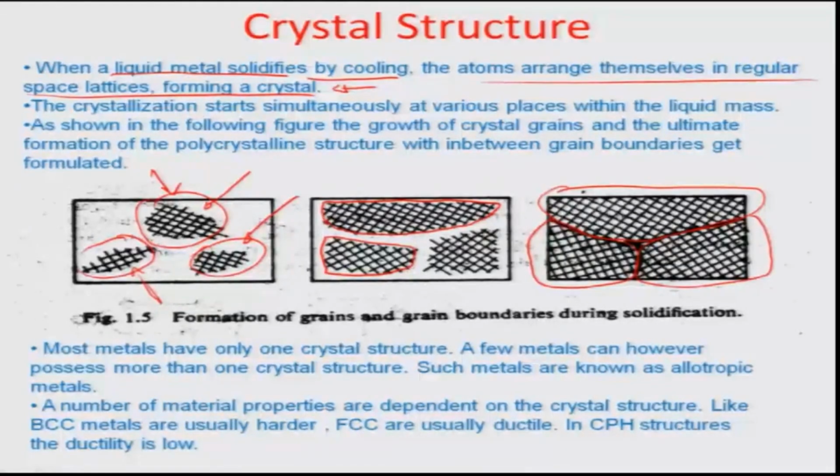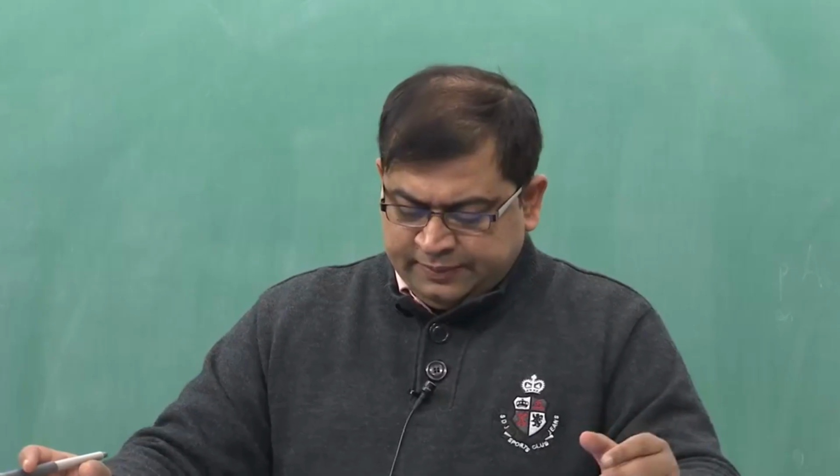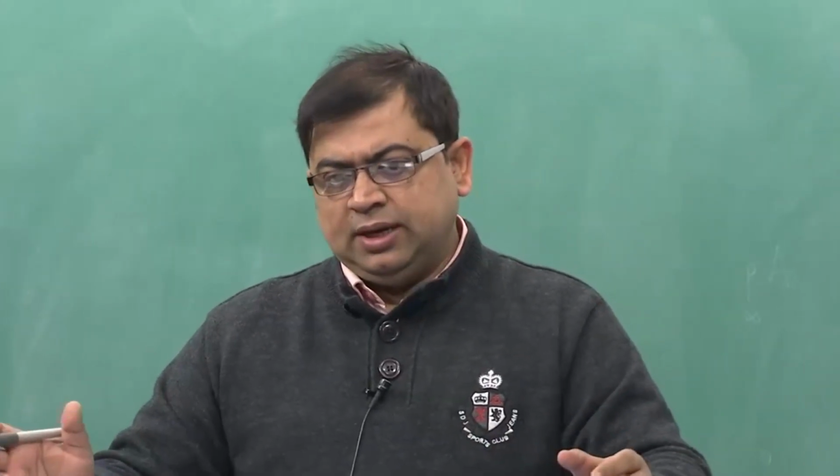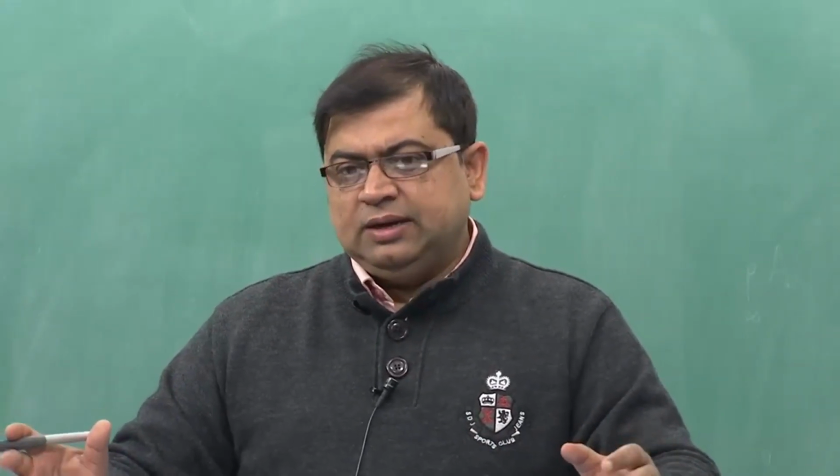So I have already discussed that most metals have only one crystal structure, but a few can however have more than one. Those are known as allotropic materials. And the reason why we are trying to study these different kinds of unit cell arrangements or crystal structures is because the material strength or some of the other material properties, be it electronic or mechanical, would heavily depend on the overall crystal structure.